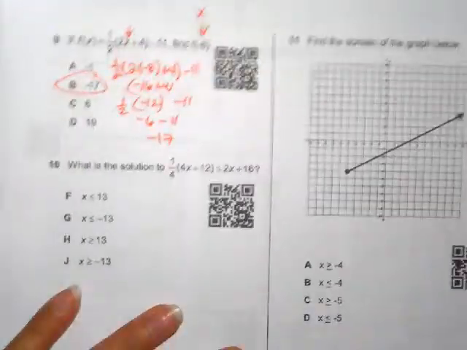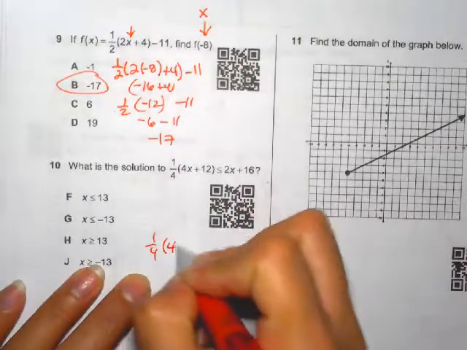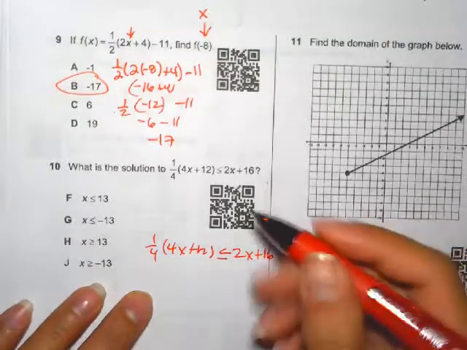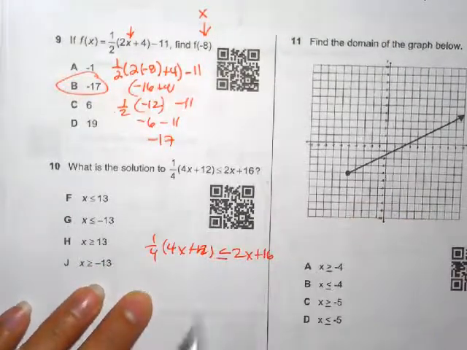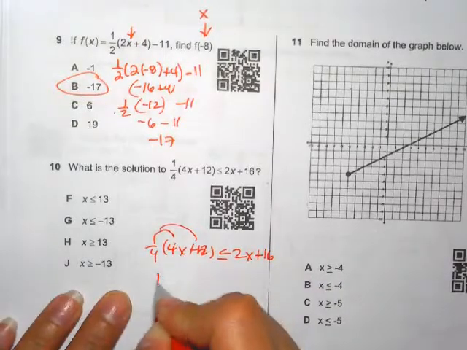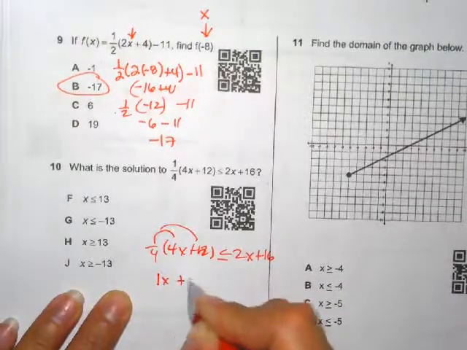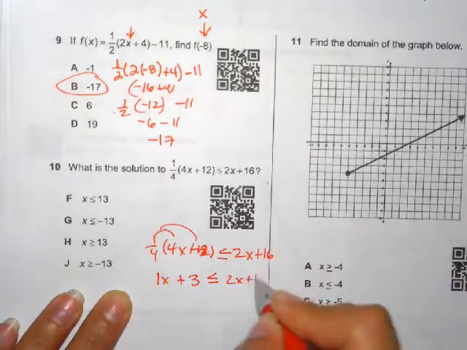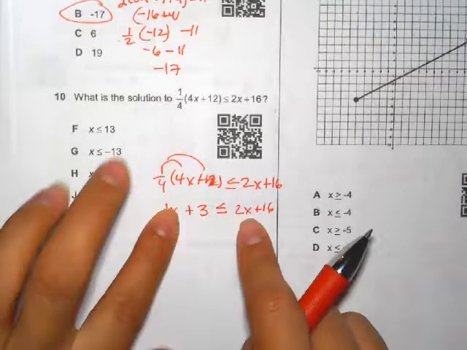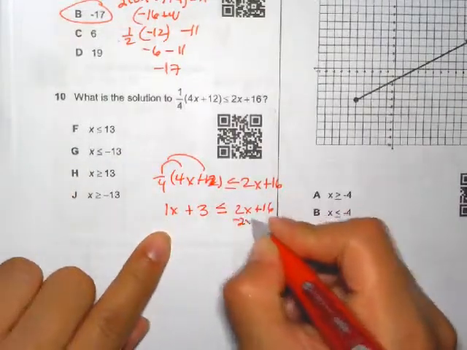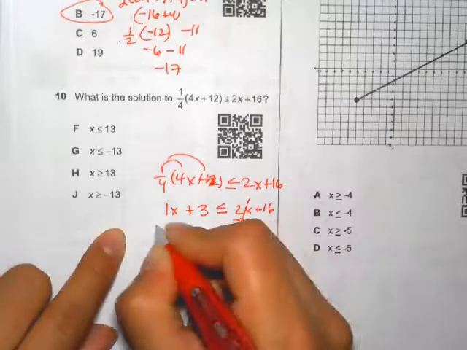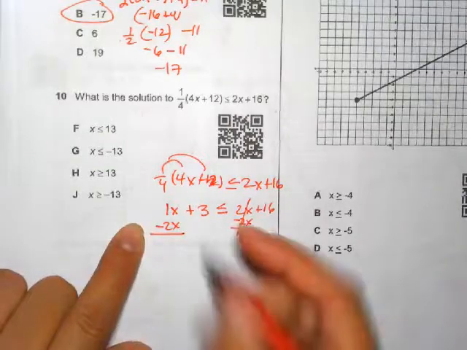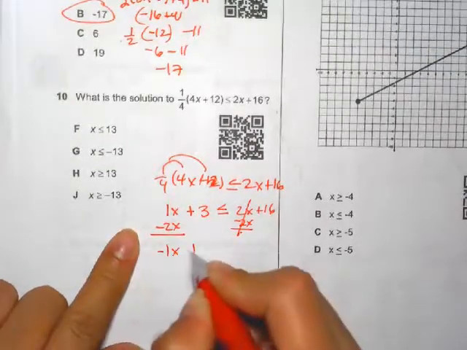All right, number 10. You have 1/4 (4x plus 12) is less than or equal to 2x plus 16. We're almost done, guys. You have to distribute the 1/4, so that'll give me 1x plus 3 is less than or equal to 2x plus 16. I cannot have 2 x's, so let's subtract the one from the right, minus 2x. If I subtract on the right 2x, I have to do the same on the left. That'll give me a negative 1x.